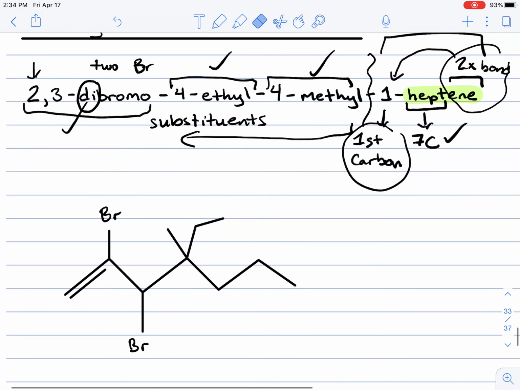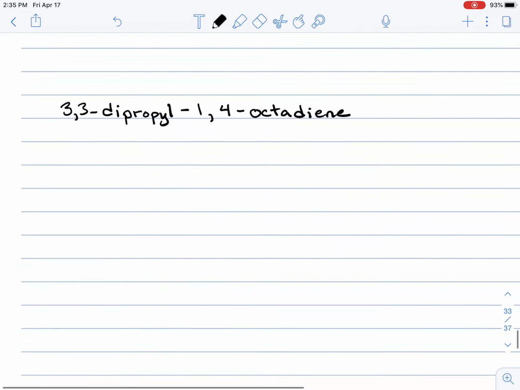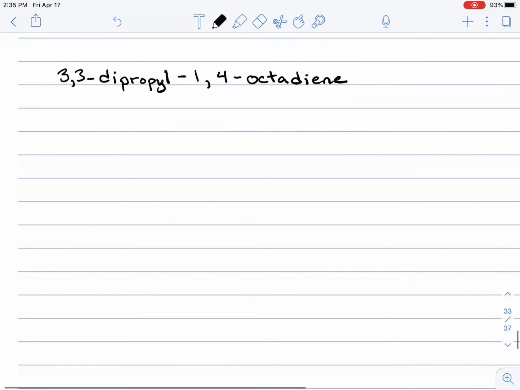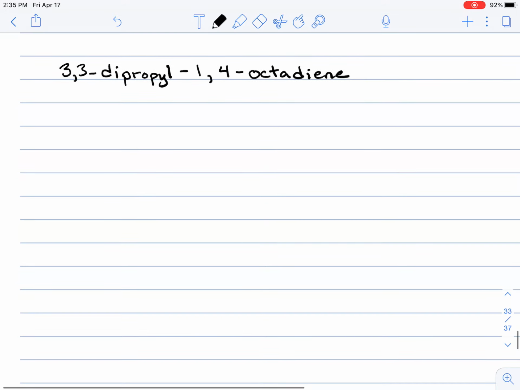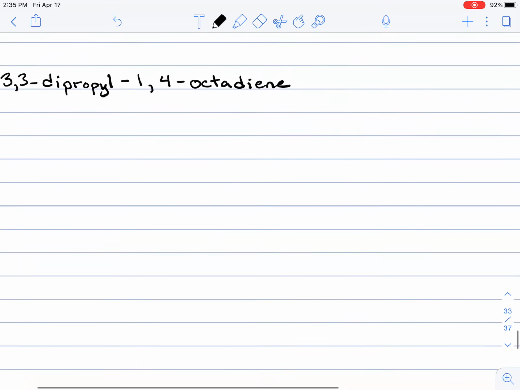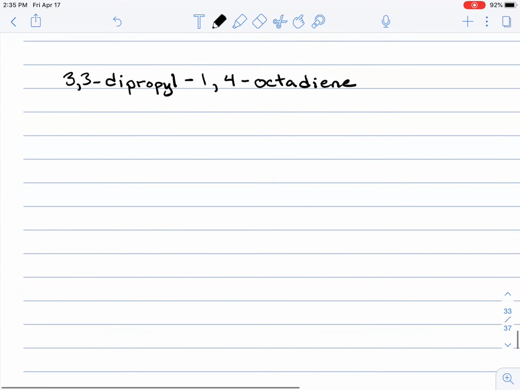All right, and so really your first key step is to be able to draw your parent chain and then number your carbons so you know where to place your substituents. Let's go ahead and look at another example. So this is 3,3-dipropyl-1,4-octadiene, right? And so diene means 2 double bonds.